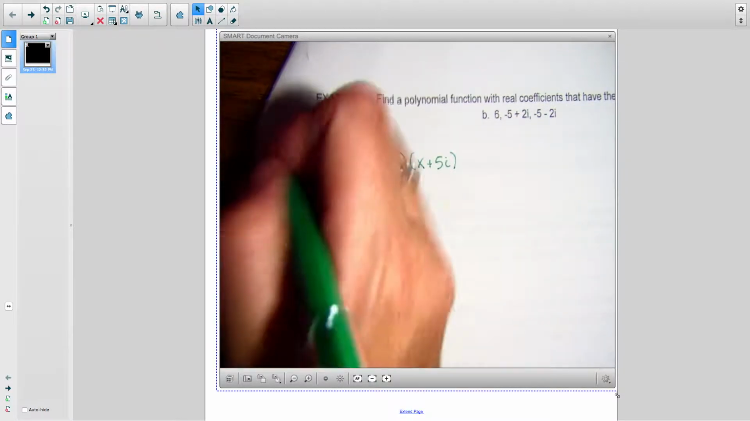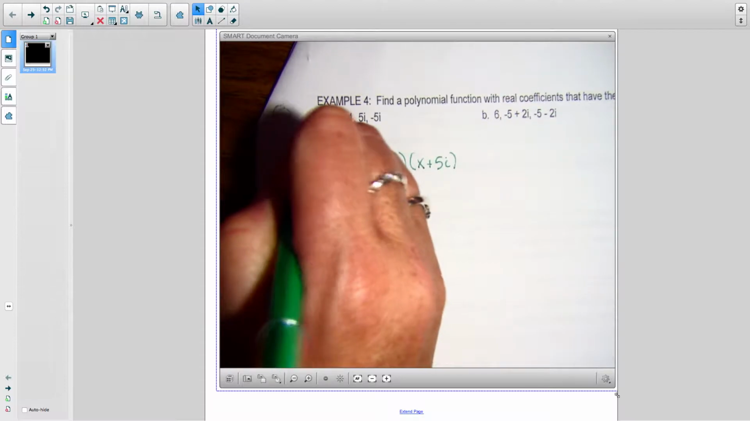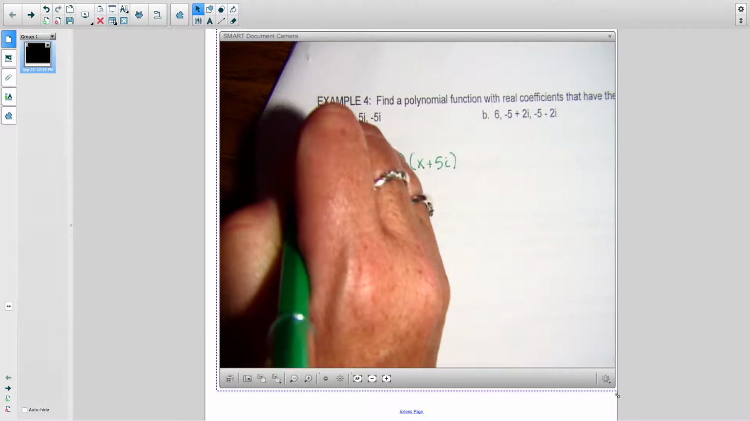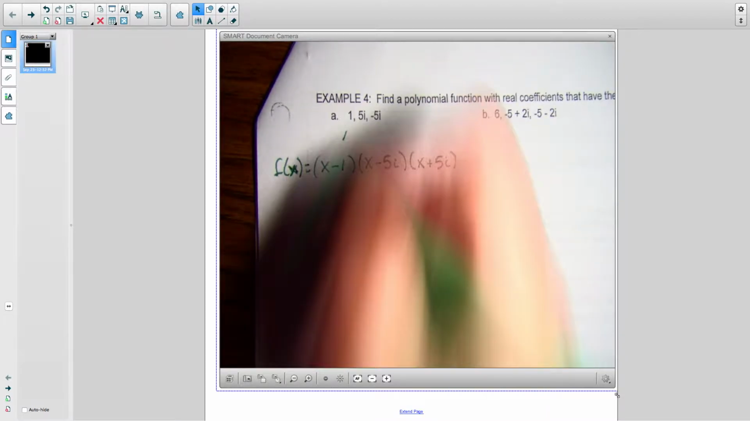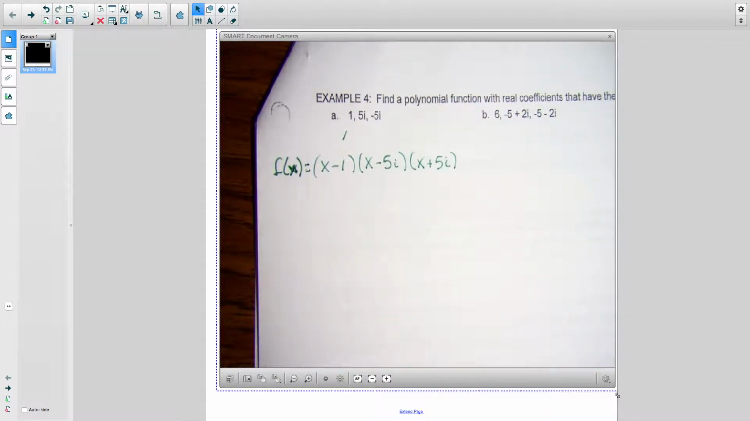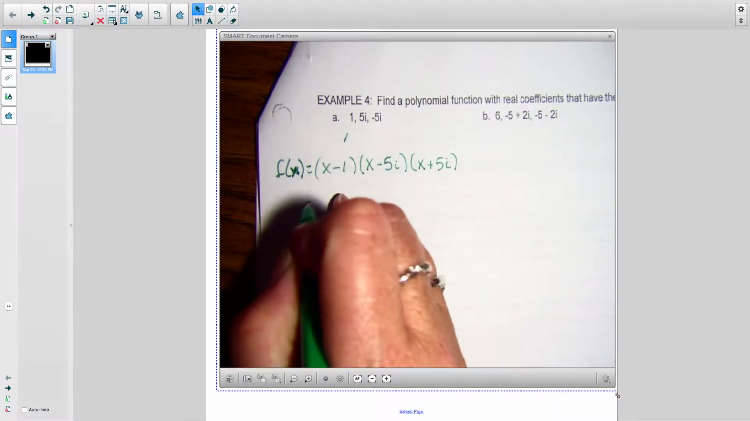When I ask you to write a function, make sure you write f of x equals. Many of you will not do that on a test or a quiz, and you'll lose points because if you don't write f of x equals, you're not writing a function, you're writing an algebraic expression. Yes? Are we allowed to write y? Y equals. That's fine.